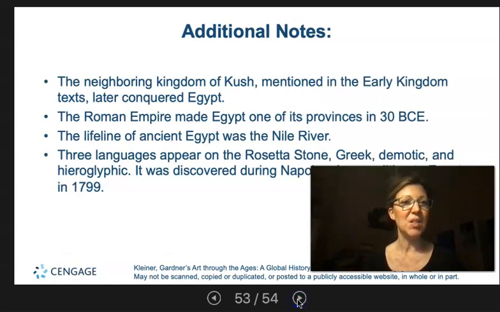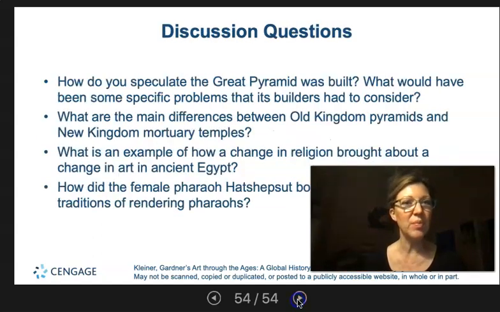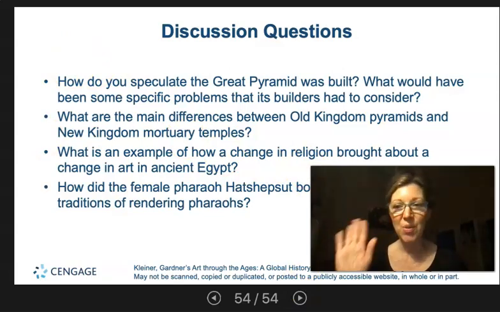Okay, we've got some additional notes here. We're going to get into the Roman Empire and the Rosetta Stone. I'm mentioning these things because they are important, so you might want to do a screen cap and look into that in case something is interesting to you and you want to write about it in the future. And here's some discussion questions. Again, you could do a screen cap if you're interested. Okay, and that's it for now.